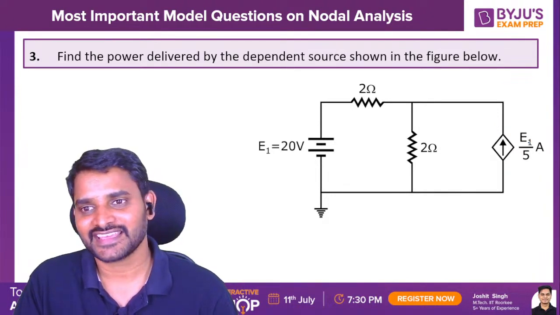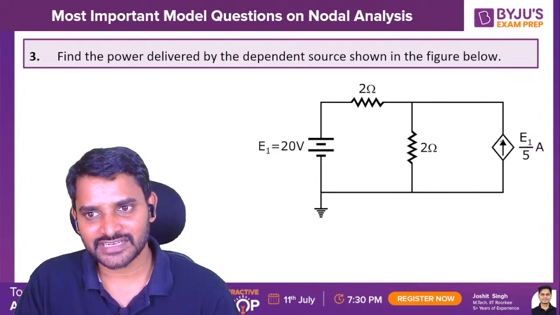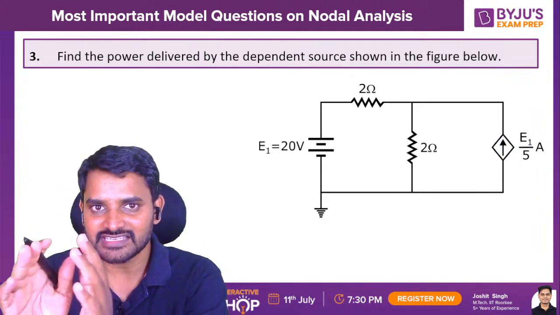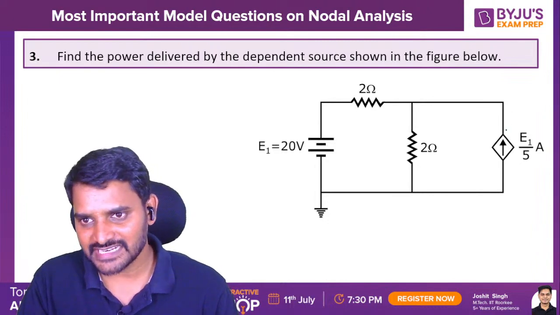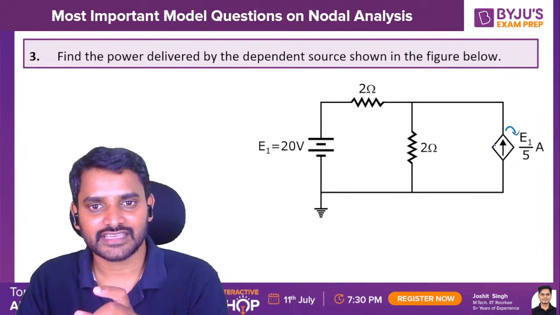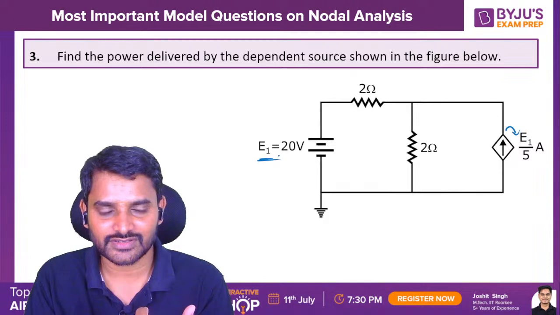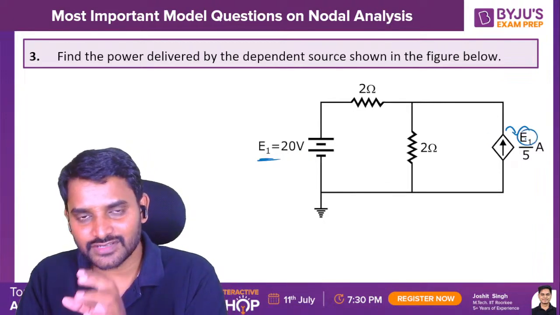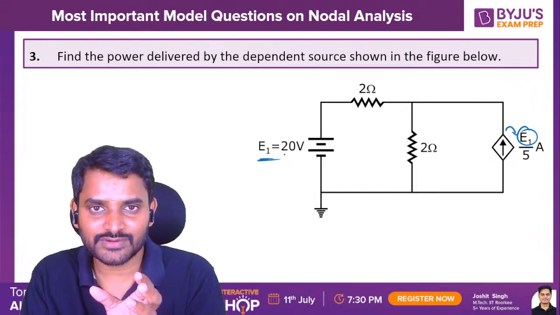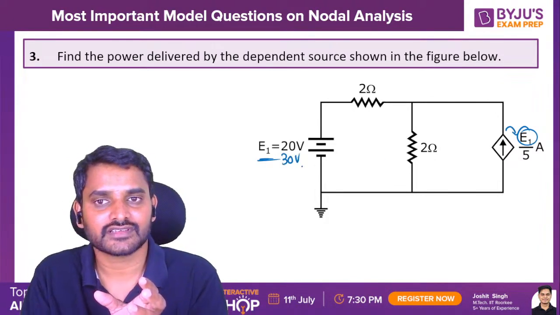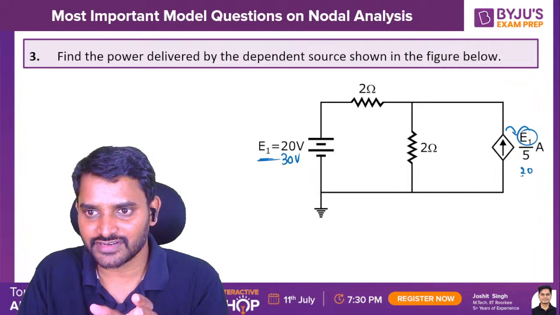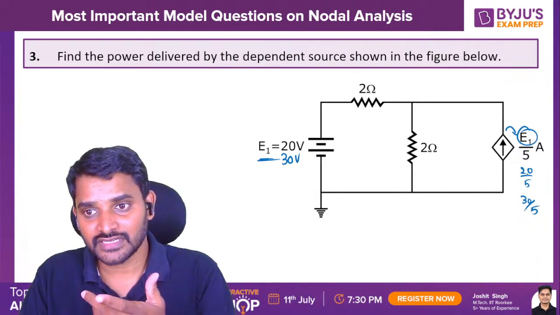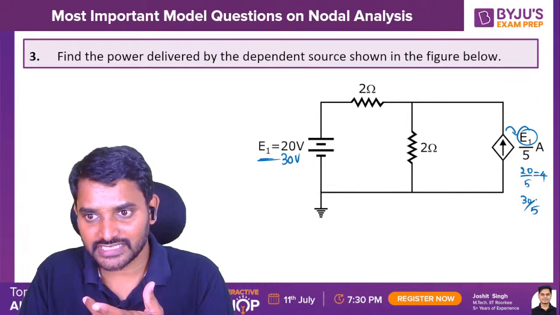Don't hate it. What it is saying, the dependent source, see, inside the box, a current direction is there. So it is a current source. Beside the box, there is E1. Where is E1? E1 is here. So E1 is indicating voltage. If the E1 value changes, if it is 20, 20 by 5. If it is 30, 30 by 5. That means 20 by 5 is 4, 30 by 5 is 6.